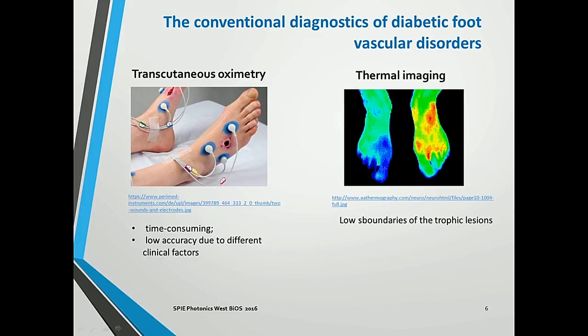Another approach is transcutaneous oximetry. It's time-consuming and has low accuracy due to different clinical factors like the individual development of the disease or individual anatomy. You need to put quite a lot of sensors to predict where the blocked arteries are and what they will develop into later. And thermal imaging has low accuracy of the boundaries of trophic lesions.